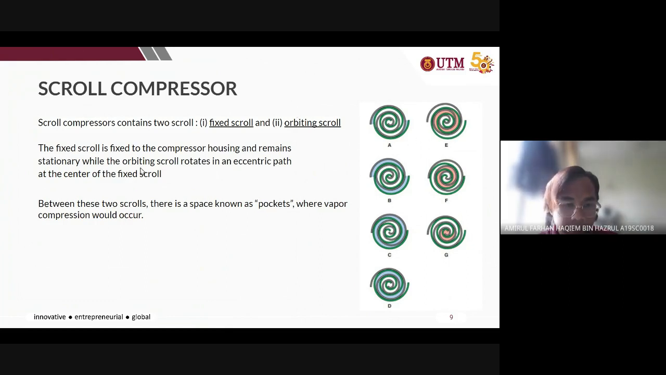The function of these two scrolls is that the fixed scroll is fixed to the compressor housing, where it does not rotate and remains stationary, while the orbiting scroll rotates in an eccentric path at the center of the fixed scroll. Between these two scrolls there is a space known as pockets, which is the region where vapor compression occurs.